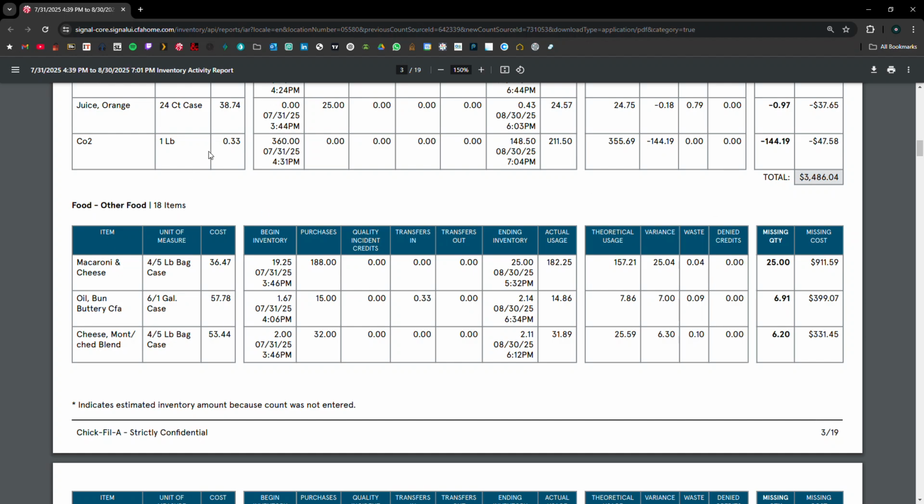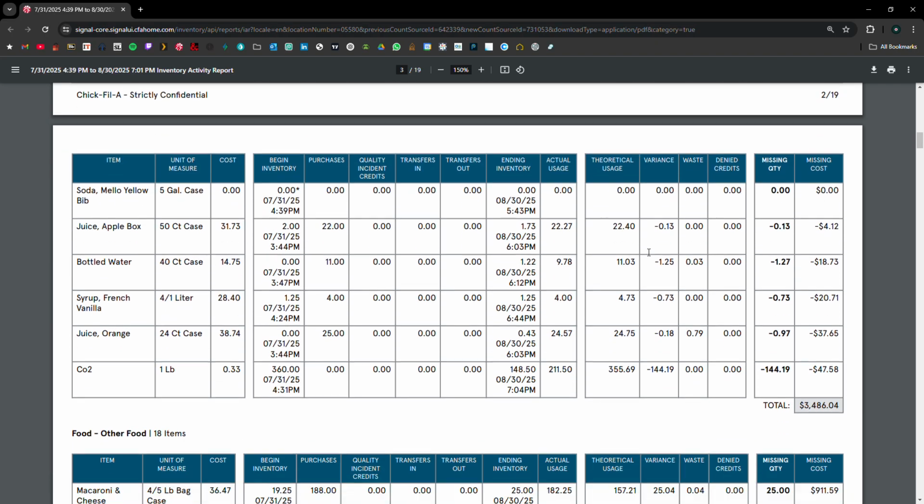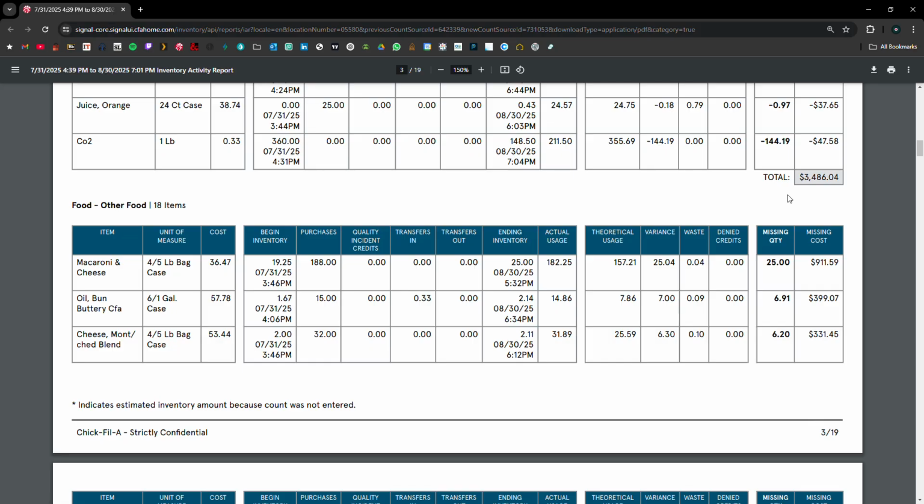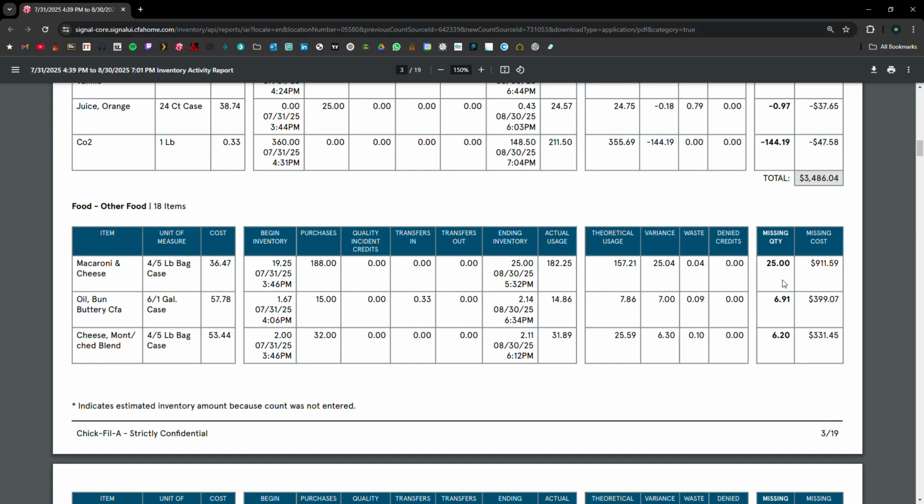Hey, so I thought this would be easier to make a video instead of trying to type out a message. This is the item activity report. You can find this on Signal under reports and then item activity report, and then you set the dates. You filter it to end of month, and this one is for the end of month for August, and you organize it by category, and then you print this out. So that's where I got this.